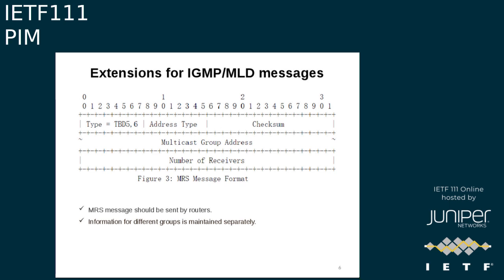The multicast receiver status message, called MRS message, is sent by the router to the multicast source to synchronize receiver statistics of a group of multicast groups for different SG tuples. The router needs to send multiple MRS messages.